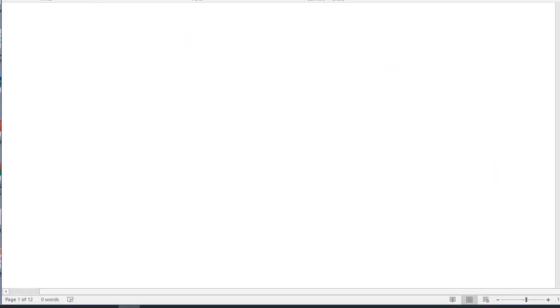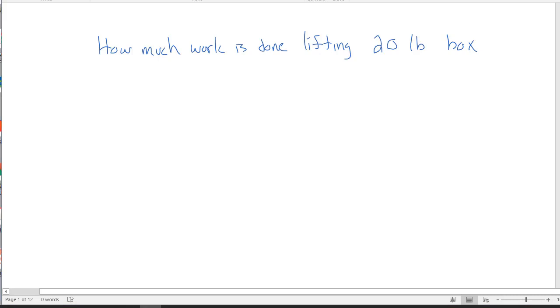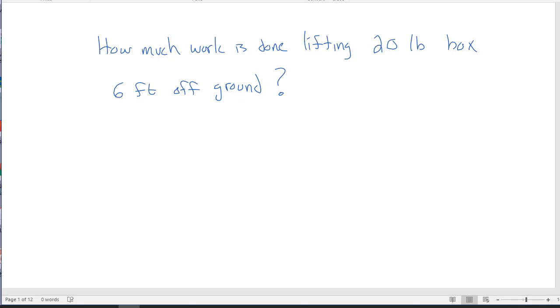All right, so let's take a look at a couple examples. And again, we don't want to introduce friction into our systems of motion here. We're just going to be lifting objects straight up and down so that we're only fighting the force of gravity. So in this first example, let's ask how much work is done. Let's say we're lifting a 20-pound box, and let's say we're lifting that 6 feet off the ground. So how much work is done in that motion?